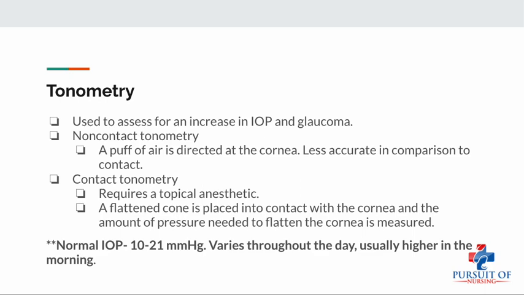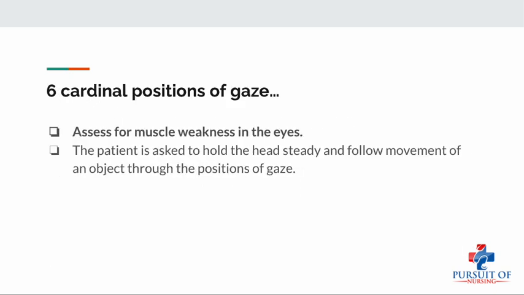So very important to know, your normal intraocular pressure is 10 to 21. It does vary throughout the day, and it's usually higher in the mornings, but a normal IOP is 10 to 21. You want to educate the patient on the importance of avoiding rubbing the eye after the procedure. The anesthetic can put the patient at risk for scratching their cornea and them not knowing it. So avoid rubbing or touching the eyes after the procedure. All right, so the 6 cardinal positions of gaze, they can be used to assess for muscle weakness in the eyes. You're going to ask the patient to hold the head steady and then follow the movement of an object through the positions of the gaze.